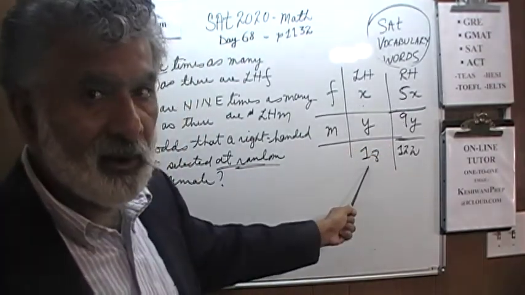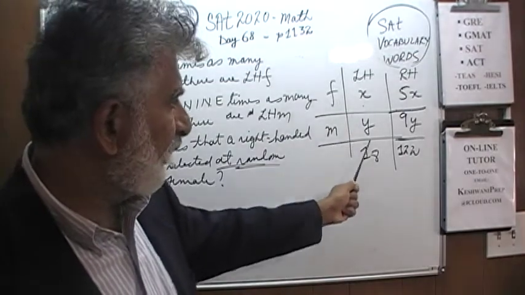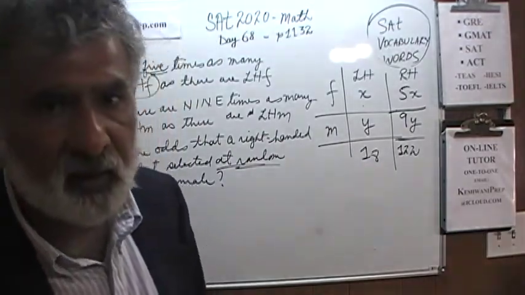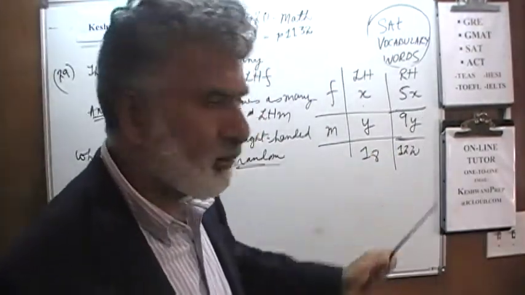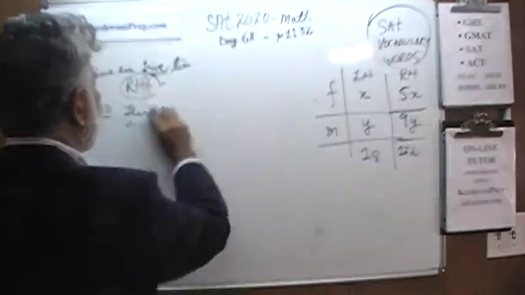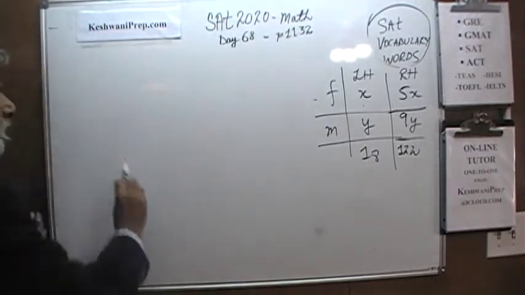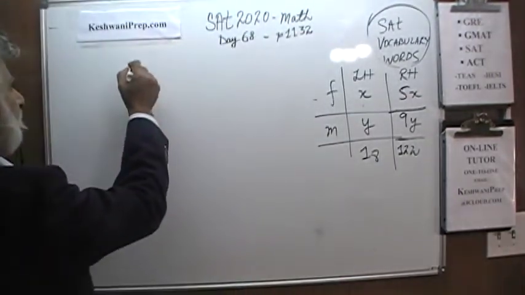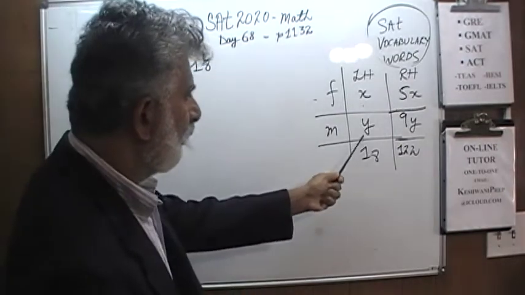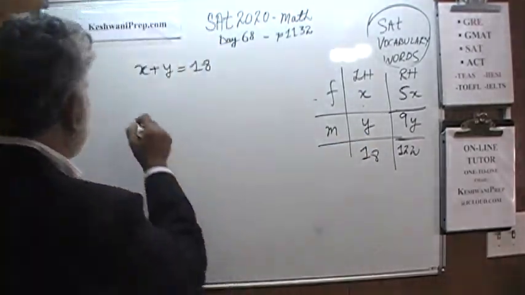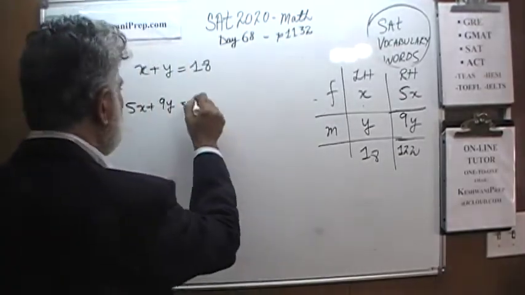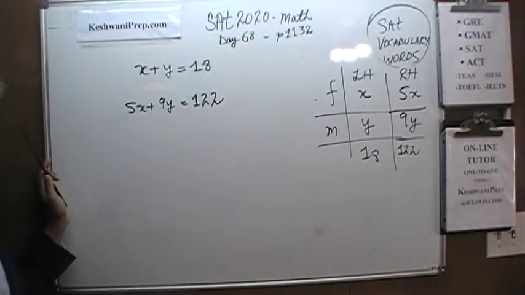We have two very simple linear equations. The first linear equation is x plus y is equal to 18. The second one is 5x plus 9y is 122. We solve for x and y, and that's all. Once we have the value of x, it's just 5x over 122. Let's do it together. So here is our first equation, x plus y is equal to 18. Here is our second equation, 5x plus 9y is equal to 122. And we just have to solve for x and y.